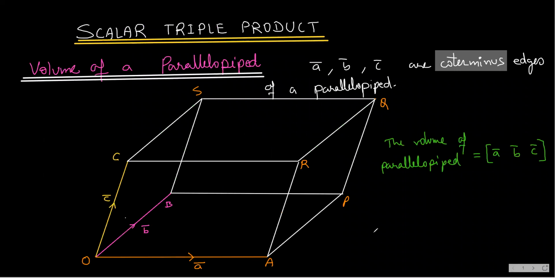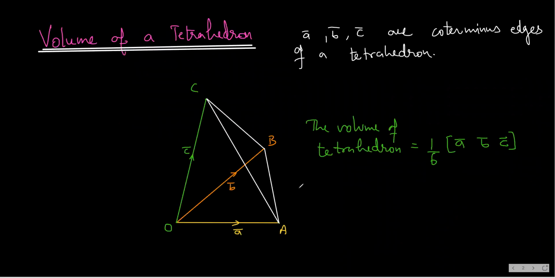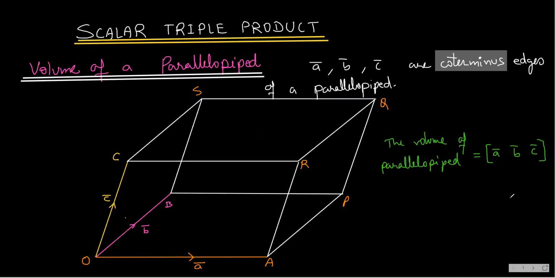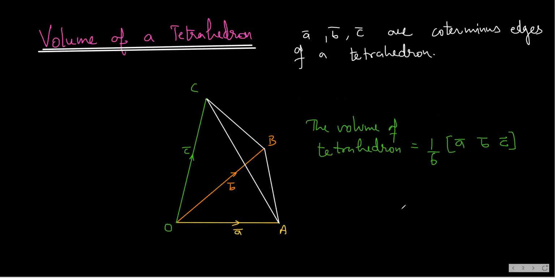Students, we have done two formulas. One is for the parallelepiped, when you know the coterminous edges of a parallelepiped, and the other formula for the tetrahedron, when the coterminous edges are for the tetrahedron. These two formulas can be derived. The derivation is very simple, but I will do that in another video. Right now, I'm not doing it. Otherwise, the video will become very theoretical. You can see the other video for the derivation.